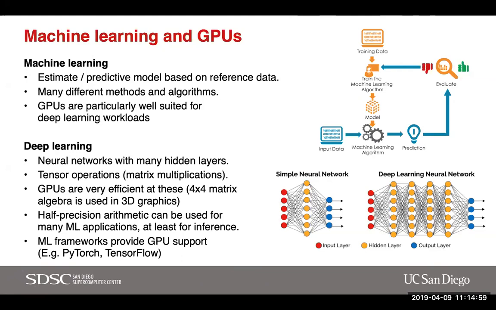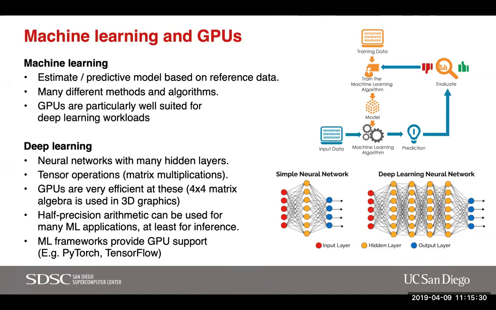This is not a machine learning webinar, so I'm not going to talk much about it. But it's a big field. There are many different methods and algorithms, and what GPUs really shine at are deep learning workloads. And deep learning basically are neural networks with many hidden layers, as exemplified here on the bottom right. So you have an input layer, and then many of these hidden layers, and then an output layer. And effectively what that is, is tensor operations, which means a lot of matrix multiplications, and GPUs are very efficient at these.